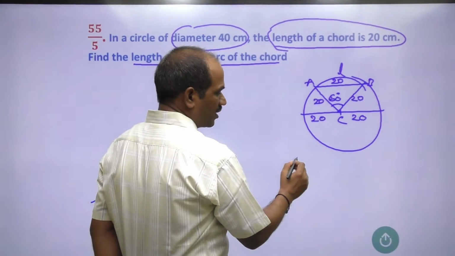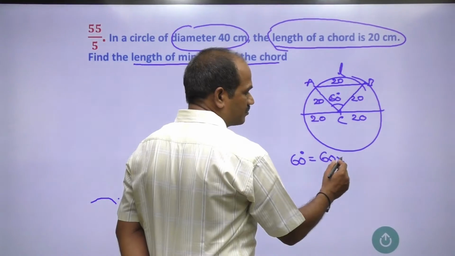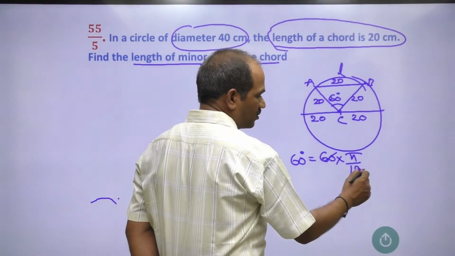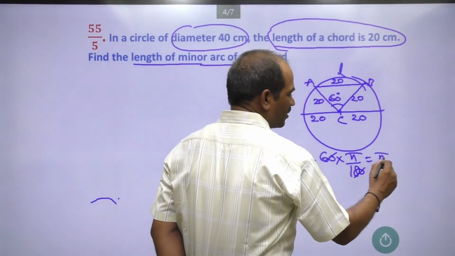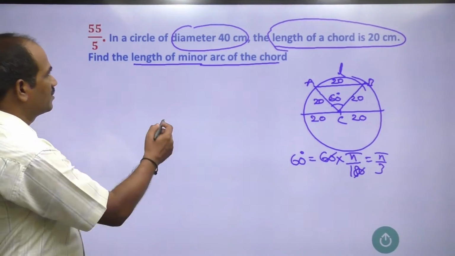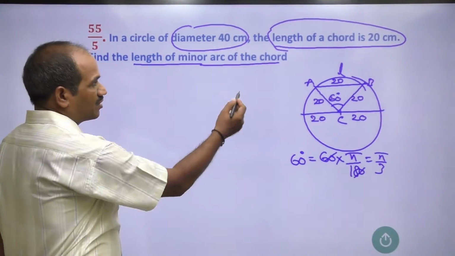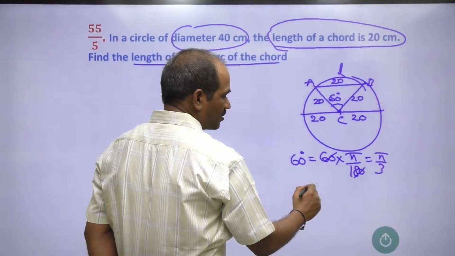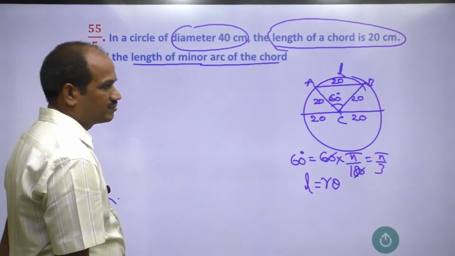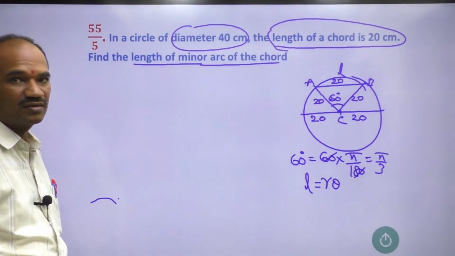Converting 60 degrees into radian measure, 60 degrees is equal to 60 into pi by 180, which is equal to pi by 3 radians. So this angle is pi by 3 radians. In this question, we find the length of the minor arc of the chord. The formula is L equal to r theta, where r is the radius and theta is the angle in radian measure.